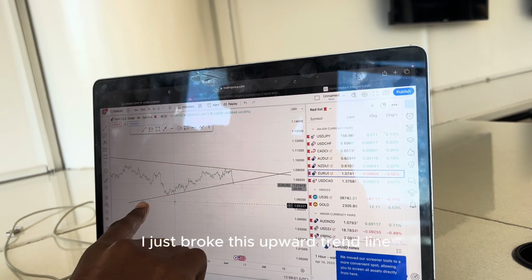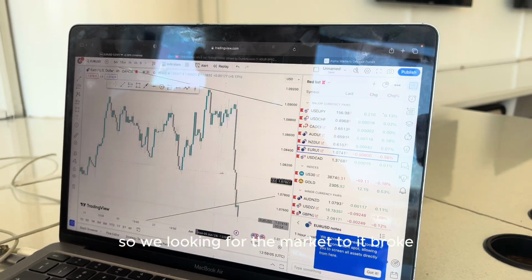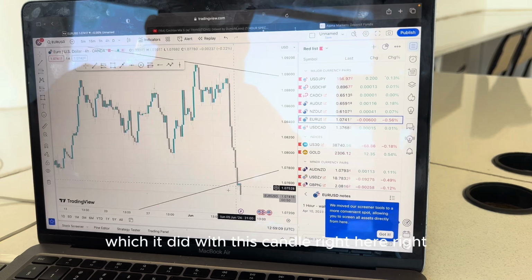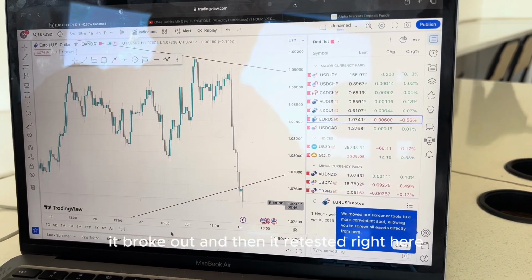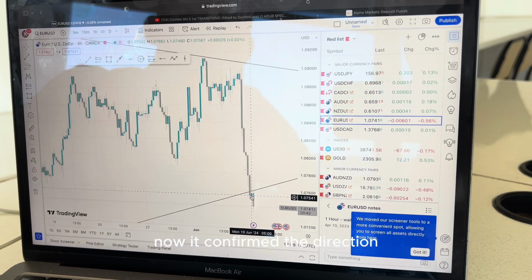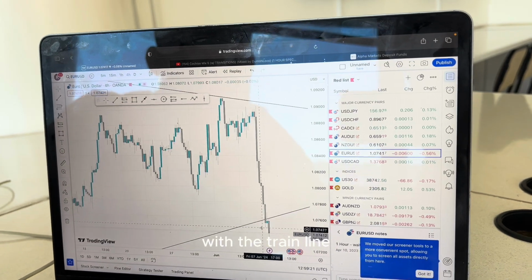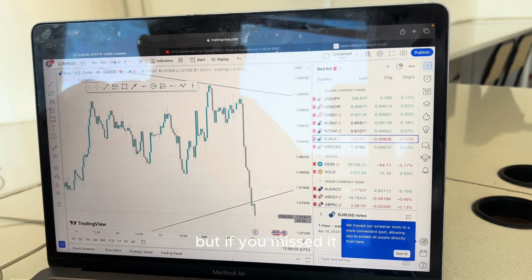Right now it's the same movement. It just broke this upward trend line, so what we're looking for is a retest. We're waiting for the market to retest, which it did with this candle right here. It broke out and then it retested right here on this blue one. Now it confirmed the direction because it broke out and retested below the trend line. So now if you're a trader, you probably take your sell here.